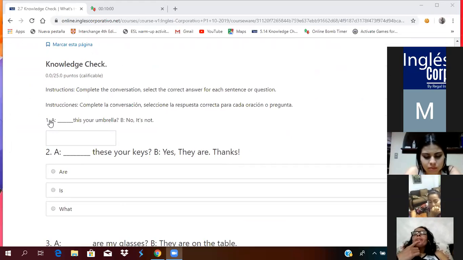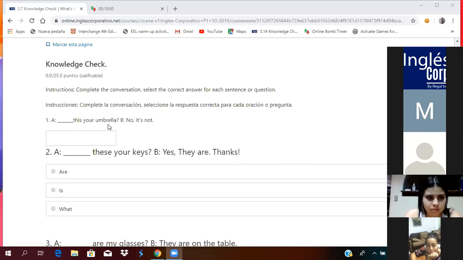Number one. A, this your umbrella? No, it's not. What is the question? Is this your umbrella? That's right. Is this your umbrella? Is correct. Number two. A, these your keys? Yes, they are. Thanks. Are these your keys? Is correct.